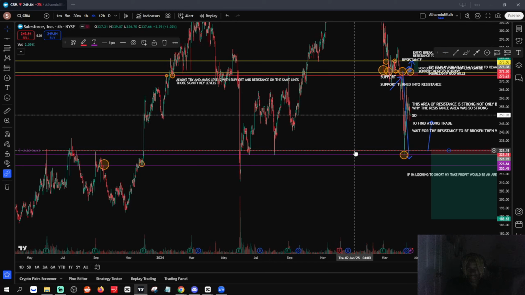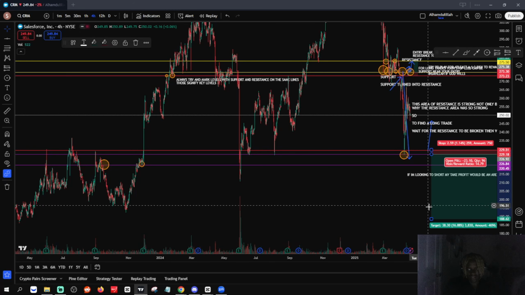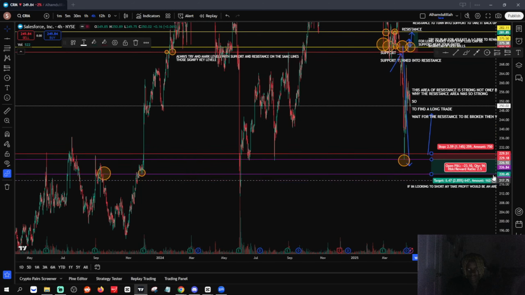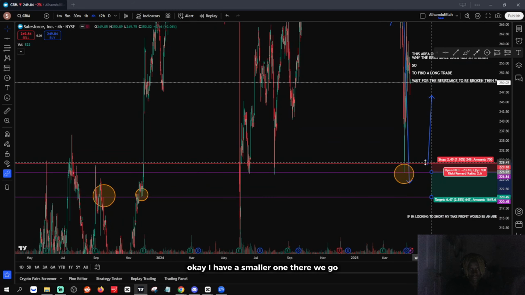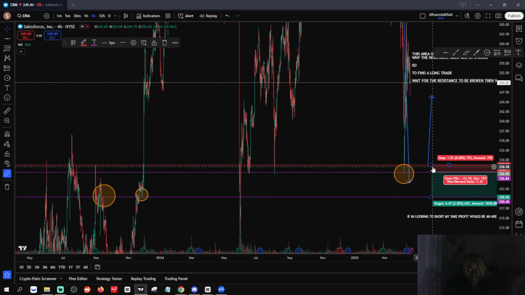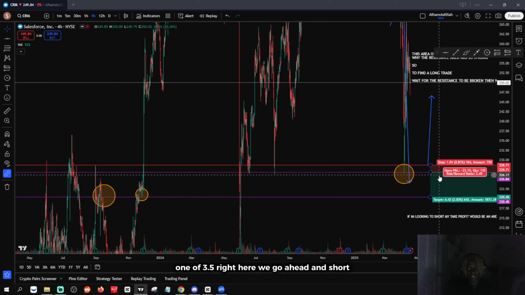Cool. Because price should be trying to stop there. Boom. Okay, I have a smaller one. There we go. Boom, 1 to 3.5 right here.